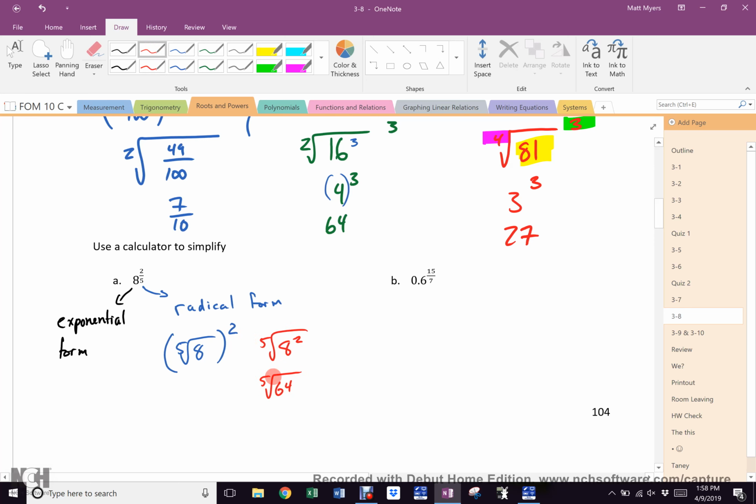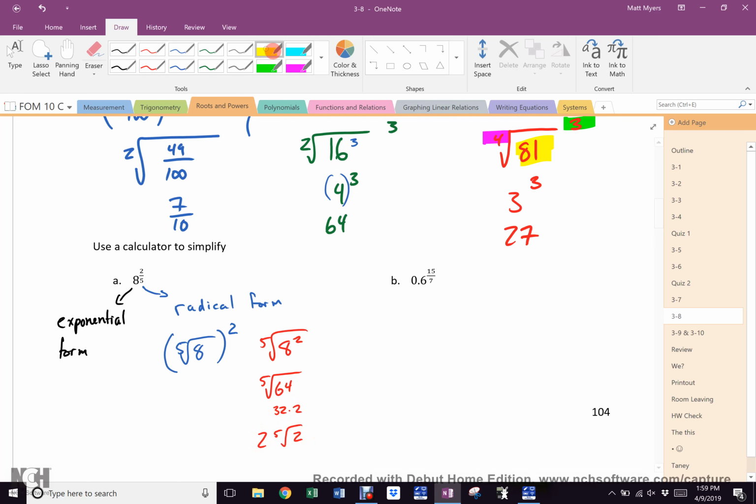Now, what is 8 squared? 64. Can I simplify that? That is 32 times 2. 32 has a 5th root. It is 2 5th root 2. Doing it the long way.